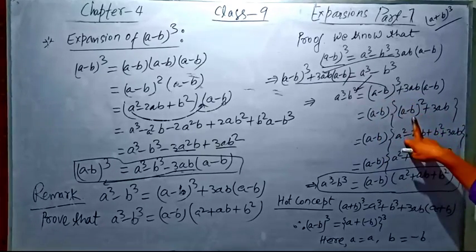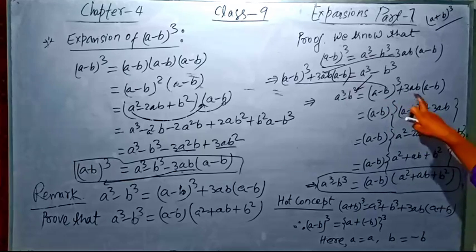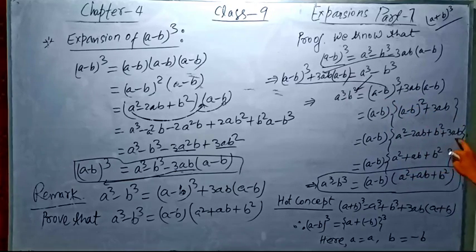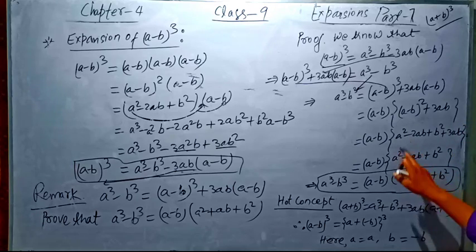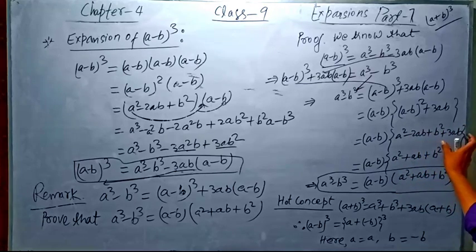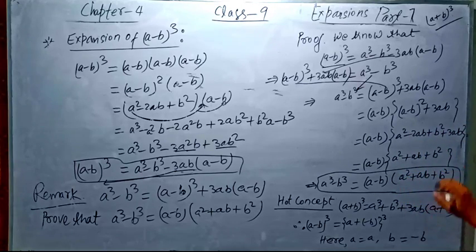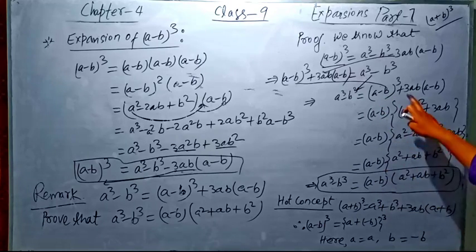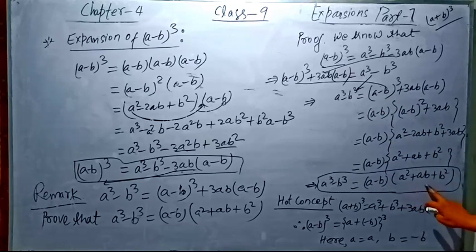So (a minus b) into [(a minus b) to the whole square plus 3ab], which is a square minus 2ab plus b square plus 3ab. a square minus 2ab plus 3ab is a square plus ab, plus b square. So a cube minus b cube is equal to (a minus b) into (a square plus ab plus b square).